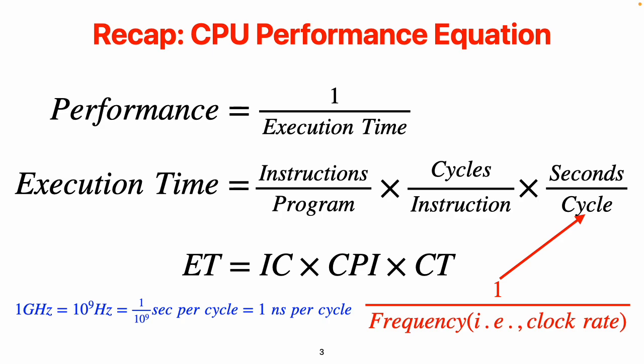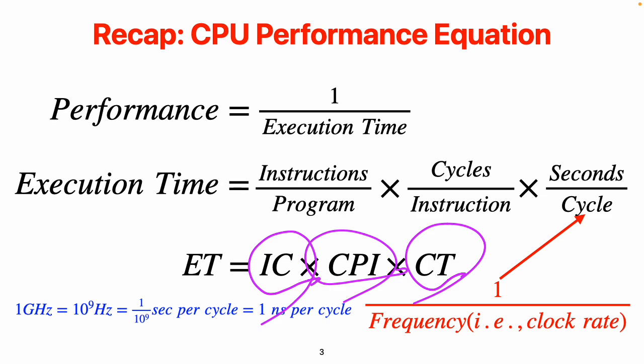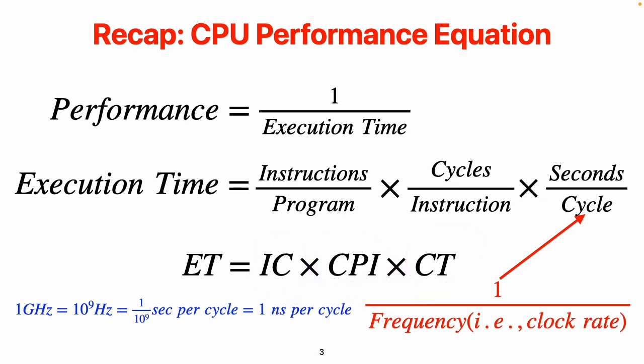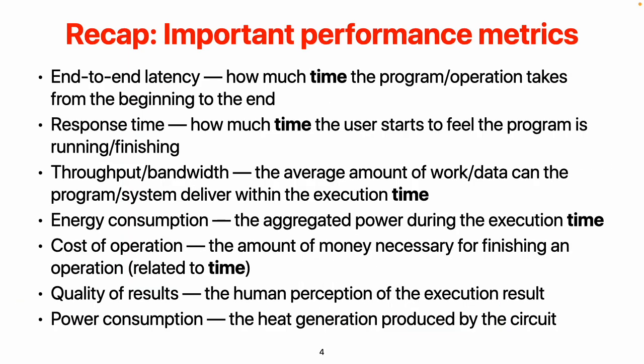Typically we will say ET equals IC times CPI times CT. This is not the CT that medical school would say. It's the cycle time. And CPI means cycles per instruction. IC means instruction count. So that's the performance equation. And the performance equation is so important because not only the end-to-end latency, the response time, throughput, energy consumption, and cost of operation, everything is related to time. So that's why we care about time.